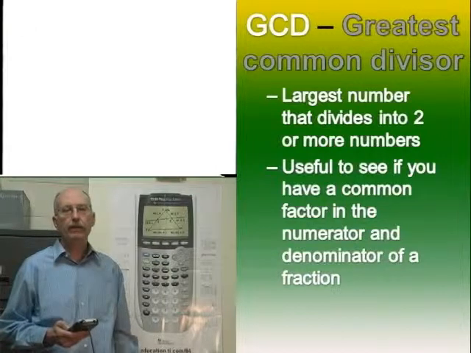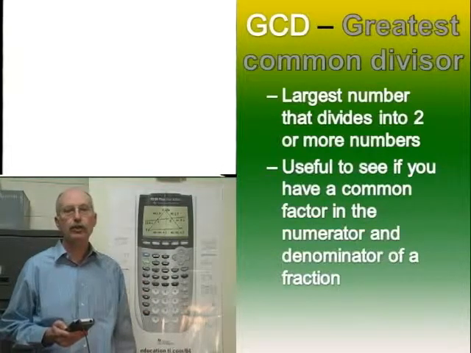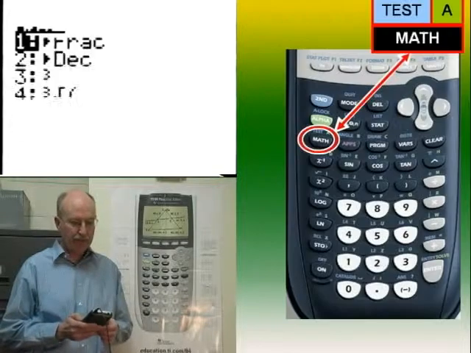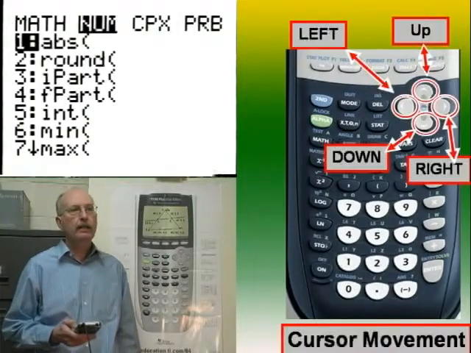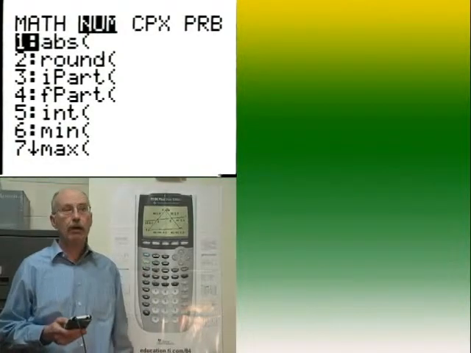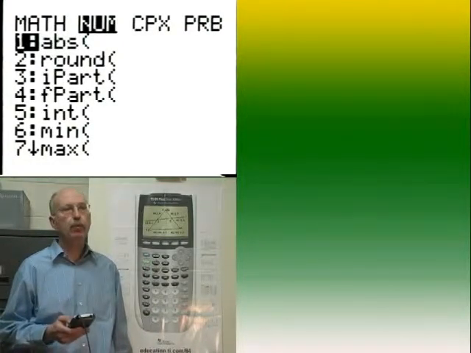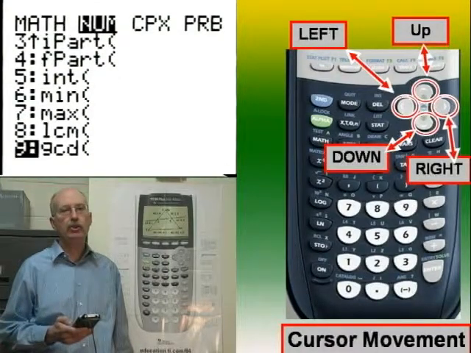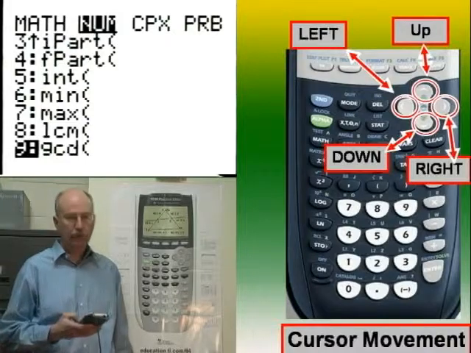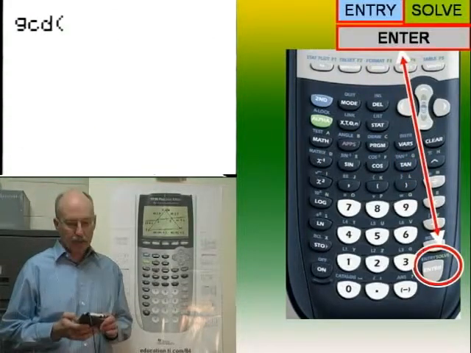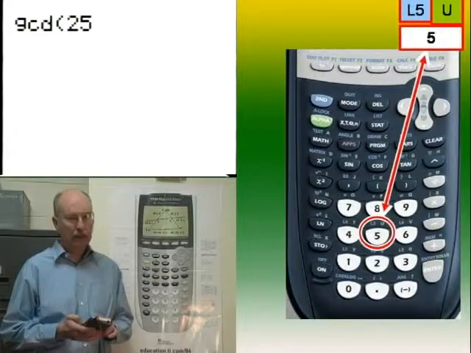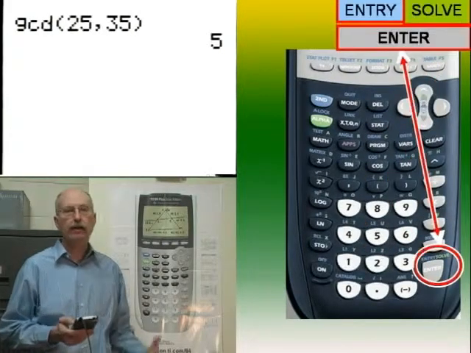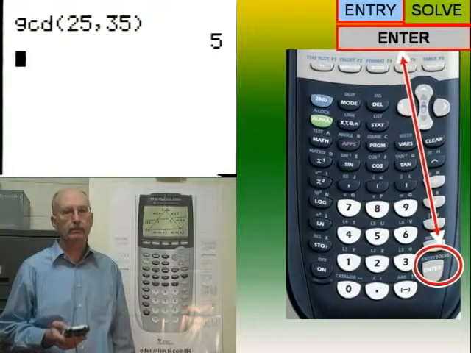In this case, the function that gets us the common factors is called GCD, or greatest common divisor. We can get there by hitting Math, scrolling over to Number, and you see after number 7 there's an arrow as opposed to a colon. That means there's more functions. We're going to scroll down past 7, down to 8, and there's the GCD function. We'll hit Enter, and the greatest common divisor of 25, comma, 35, closing parentheses, Enter, is 5. And that's what you'd expect.